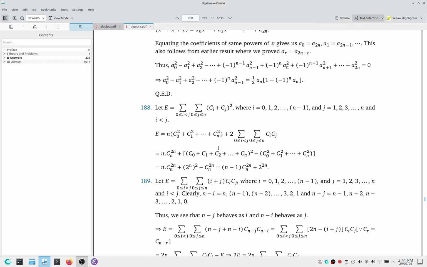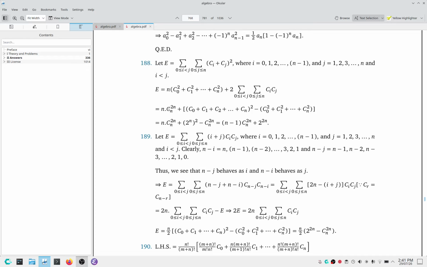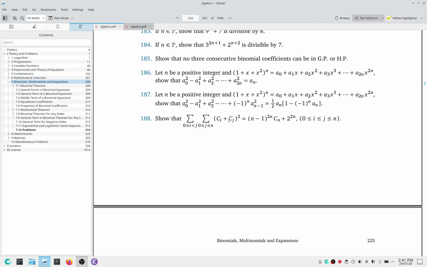I went a bit fast here, so let's evaluate this. If you evaluate this, it will be ci squared, and i will vary from 0 to n minus 1, and cj squared will vary from 1 to n, and then 2 ci cj. So you do that and you will arrive at this expression. And these results have been taken from previous solutions as well.